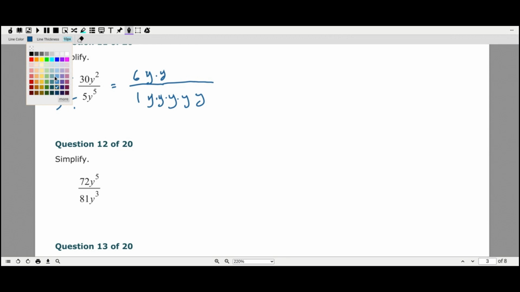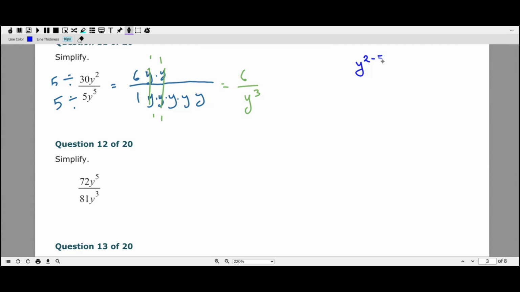Then each pair of y is going to divide each other out, giving you 1 and 1, 1 and 1. So 6 times 1 times 1 will be 6. And 1 times 1 times 1 and a bunch of y will be y to the third power. All right, why do I do it this way? Because if you do it with the quotient rule, which we will learn next week, y squared over y to the 5 will be y to the 2 minus 5, which is y to the negative 3.